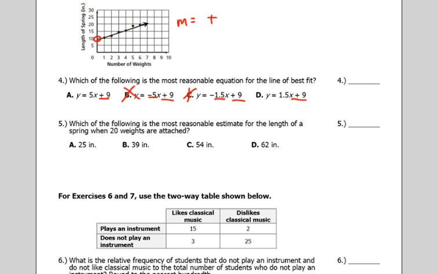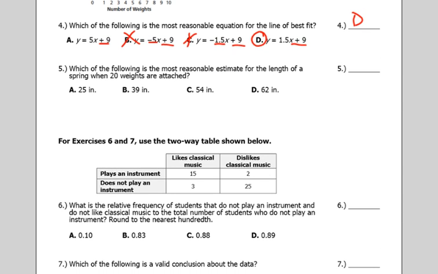A is 5, D is 1.5, so to rise over run, if I look at the first 2 points here, I don't go up 5 over 1, it's a lot less than 5, so D would be my answer. If it went up 5, I'd be all the way over 1 block. Number 5, so now that I have my equation I like, 20 weights, so I'm going to use my equation. I'm going to plug in 20 for x. So 1.5 times 20 is 30, plus 9 is 39, which is choice B.